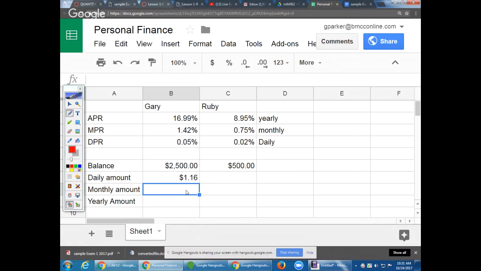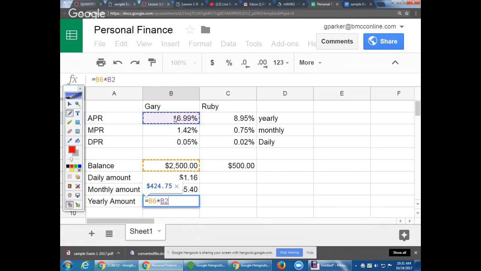Now, for the per month calculation, we could multiply that by 30. That would give us about that. Instead, I'm just going to go with the MPR, the monthly rate. So, again, because I'm using the simple interest formula, I take the balance, multiply by the periodic rate. In this case, I'm going to use the monthly periodic rate. My time is just 1 month. Multiplying by 1's kind of lame, so I'm just going to skip that part and just hit enter. So it looks like he's going to owe about $35 per month. And then the yearly amount equals balance times the yearly percentage rate, the APR, enter.